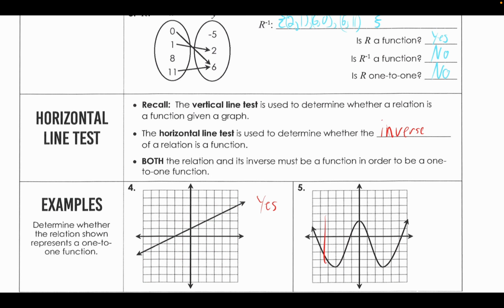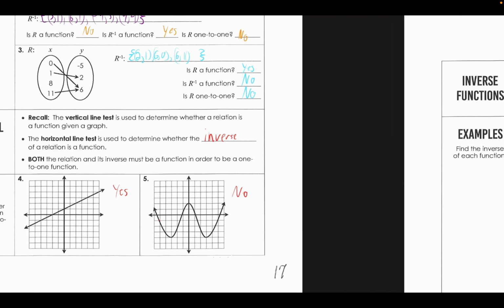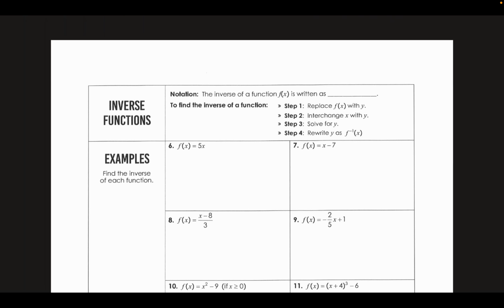On number 5, it passes the vertical line test all day long, but it would fail the horizontal line test at many points. For example, right here, hitting the graph at more than one point, exactly 4 to be precise. And so no, this is not 1-to-1 because it does not pass the horizontal line test, and thus the inverse is not a function. And if either the original or the inverse were not functions, then it will not be 1-to-1. Moving on to the next page.